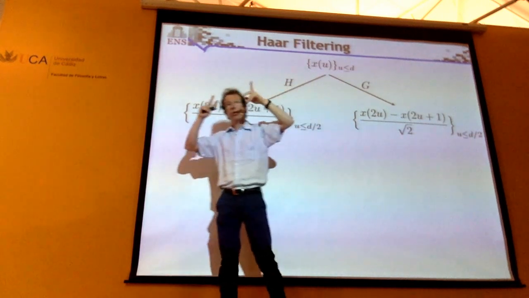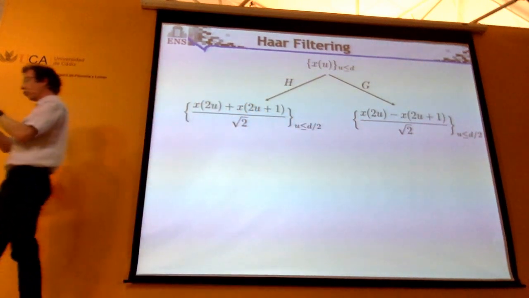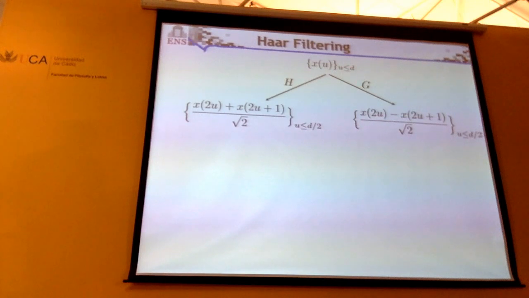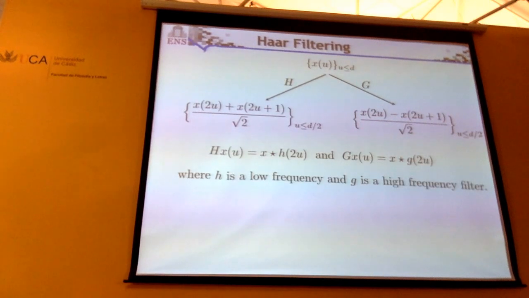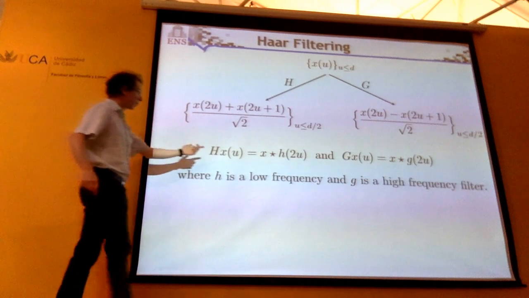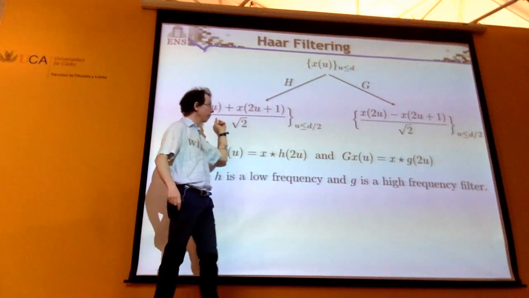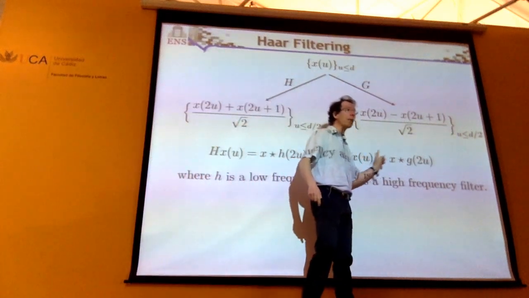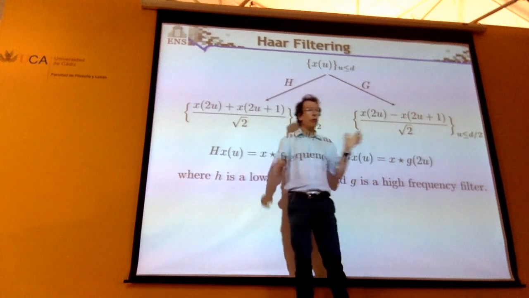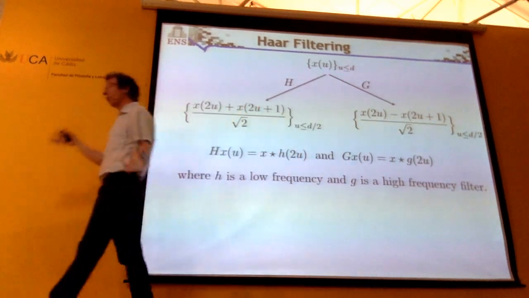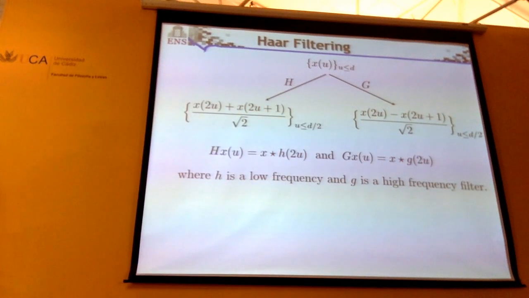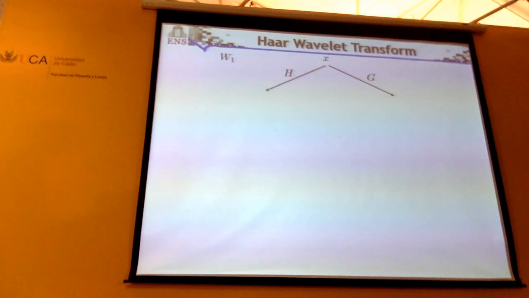In fact, it's an orthogonal change of basis. You just rotate the axis in two dimensions. Think of that as a low-pass filter. It's an averaging. And that's a difference. This is a high-pass filter, high frequencies. So you've split the information with a low-pass and a high-pass filter. Now let's view that as a graph.